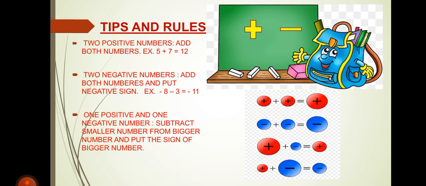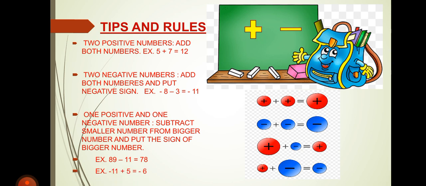Third is one positive and one negative number. In this case, we have to subtract the smaller number from the bigger number and put the sign of the bigger number. For example, 89 and 11. So it's 89 minus 11, wherein 89 is a positive number and in front of the 11 there is a negative sign. 11 being the smaller number, we will subtract 11 from 89, giving us the result of 78. But it is a positive 78. Why? Because 89, which is the bigger number between the two, is a positive number.